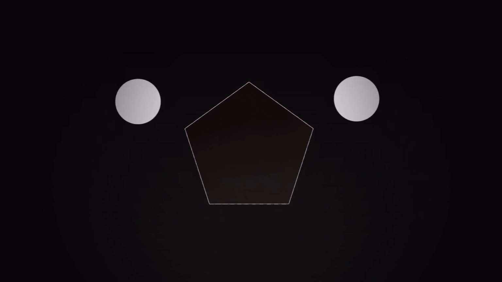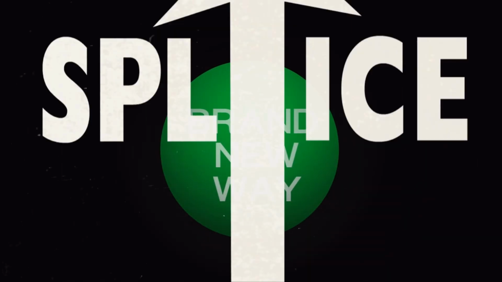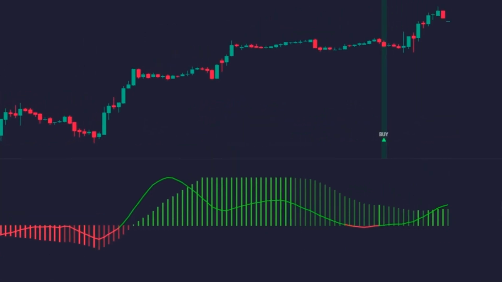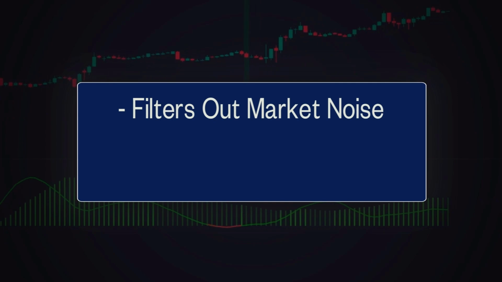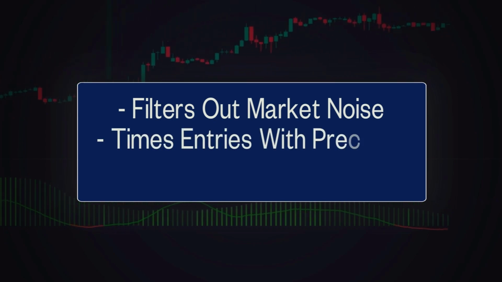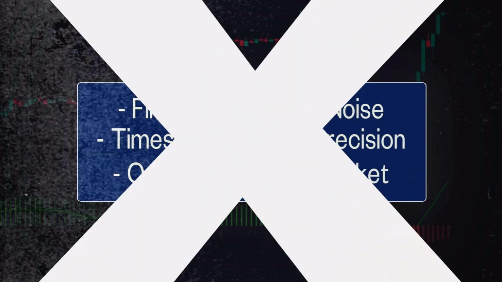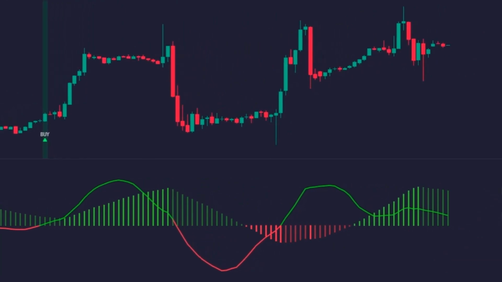I took two average and overlooked tools, combined them in a brand new way, and the result is something surprisingly profitable. A custom indicator that filters out market noise, times entries with precision, and completely outperforms the market. And the best part, you can also use it for free right now.